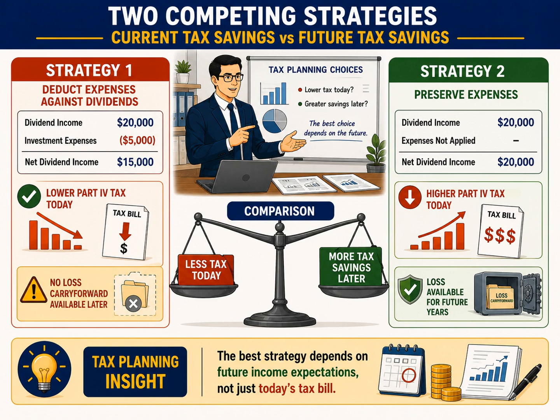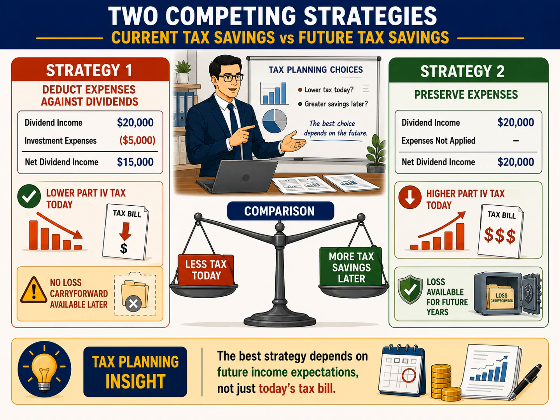If future investment income arises, those preserved losses may be available to offset that income and generate future tax savings. This creates an important planning trade-off. Would you rather save tax immediately, or preserve deductions that may produce larger savings later? The balancing scale in the center of the slide illustrates this decision perfectly.